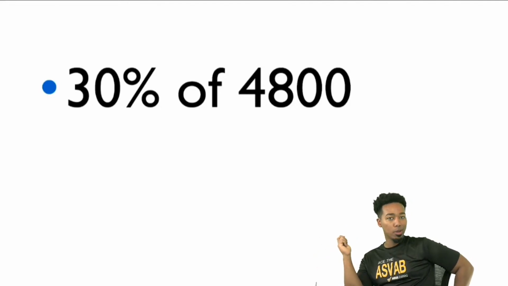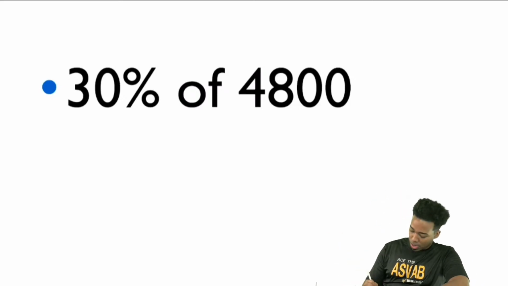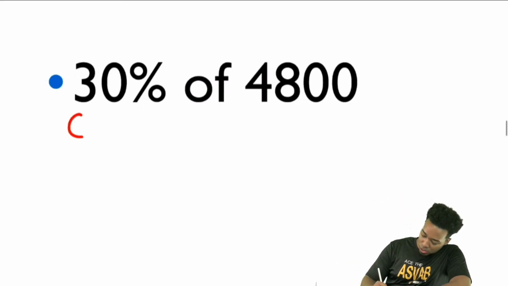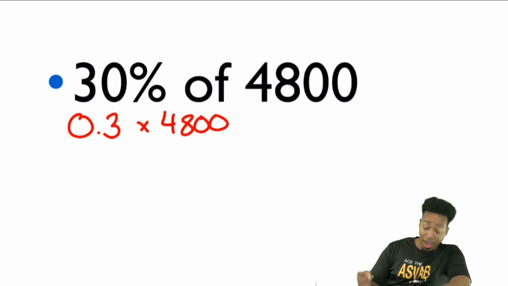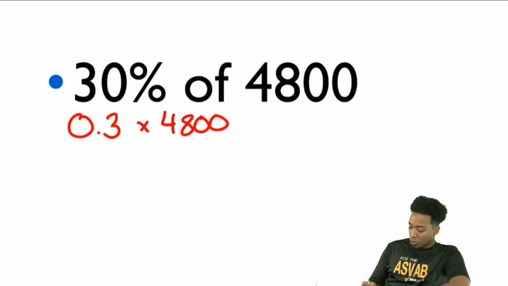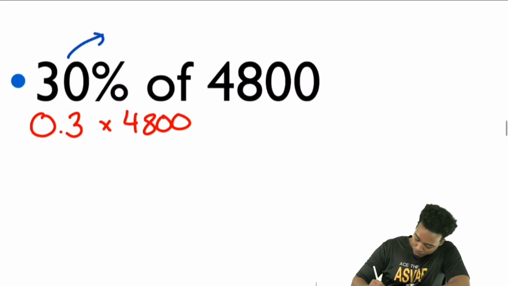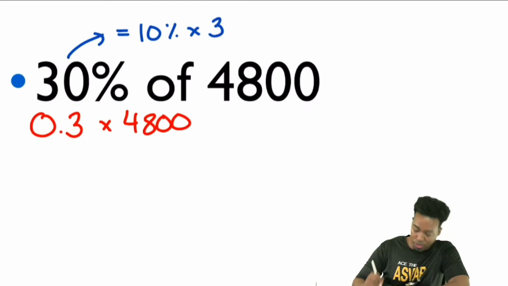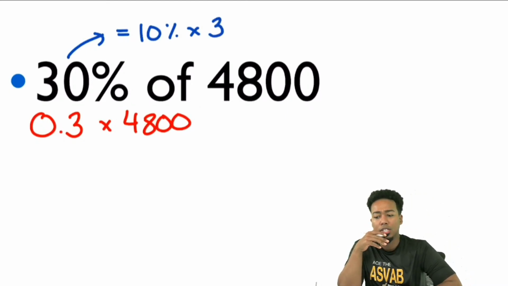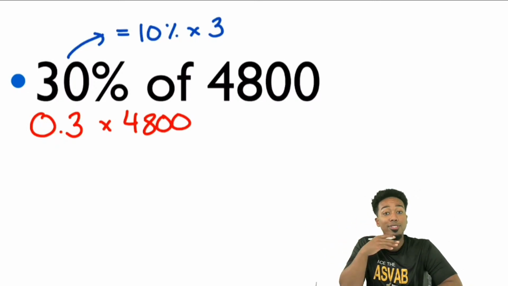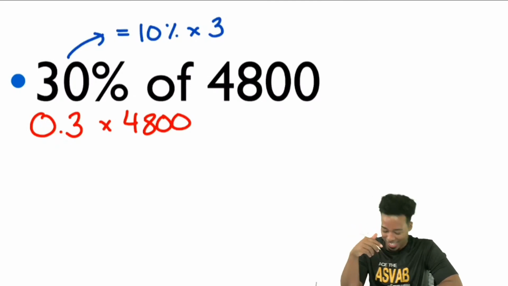So here's what I noticed about this. Yes, I can simply go ahead and say this will be 0.3 times 4,800. That's one way to look at it. You can also look at it like this. 30% is the same thing as 10% times 3. Yes or no, is that correct, everybody? Is 30% 10% times 3? Sweet. So do that mentally right there.